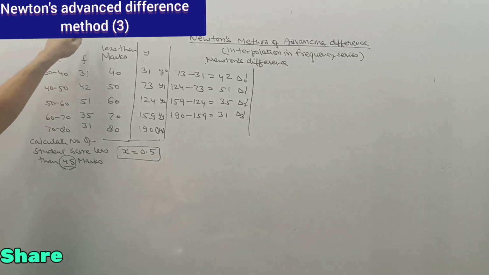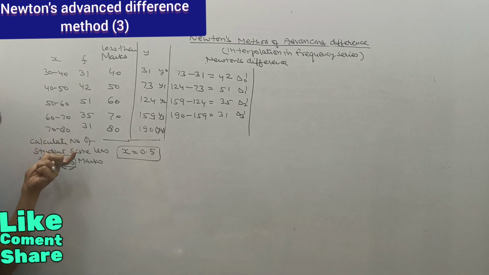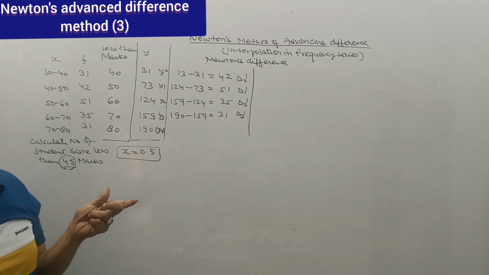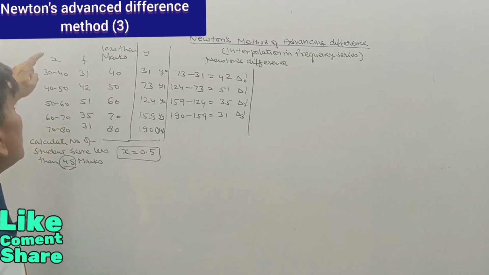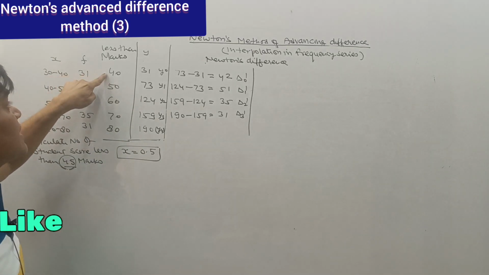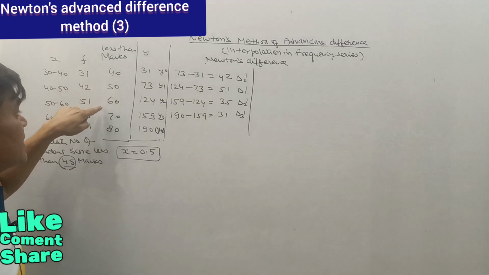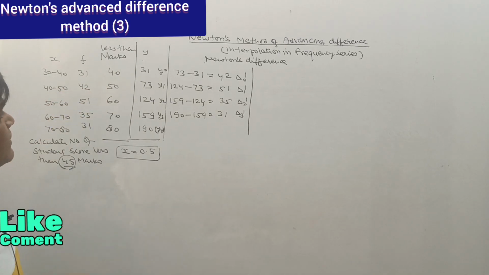The very first thing we did was change this series, because the value we have to calculate is for less than 45. So we change all the numbers to the less than series: less than 40, less than 50, less than 60, less than 70, less than 80.